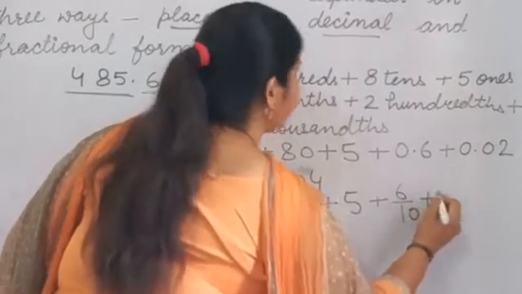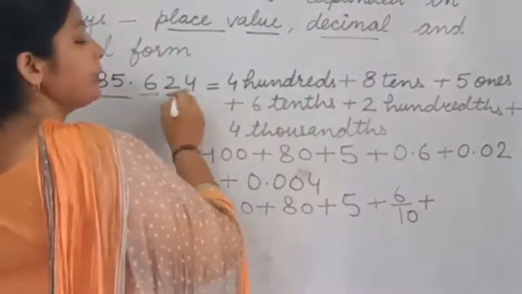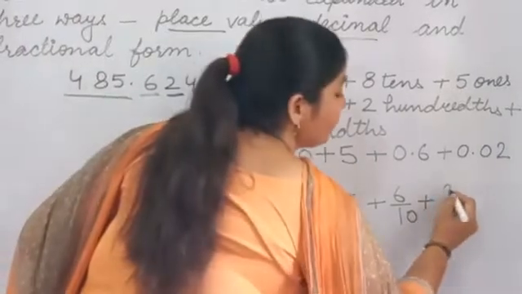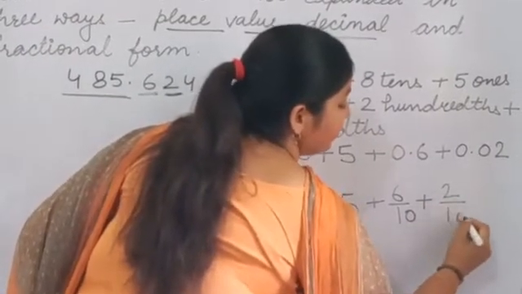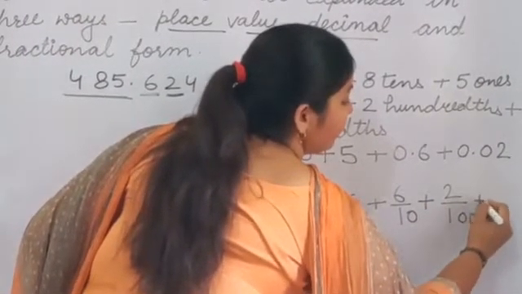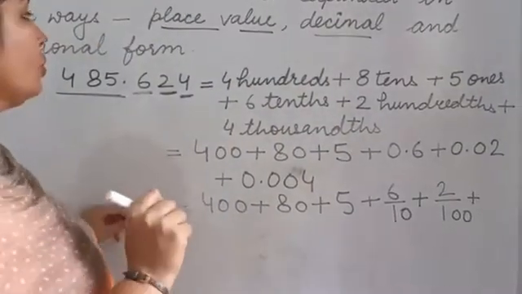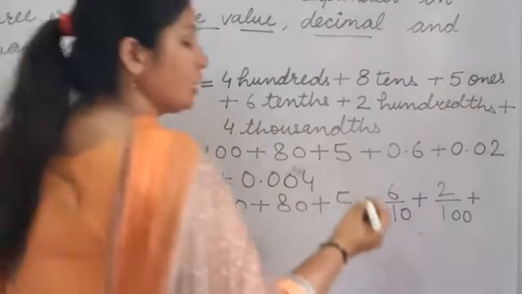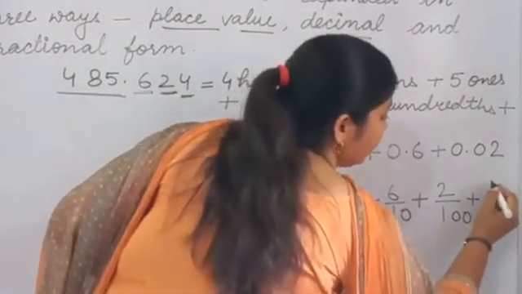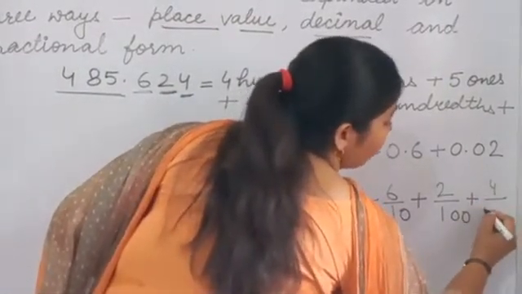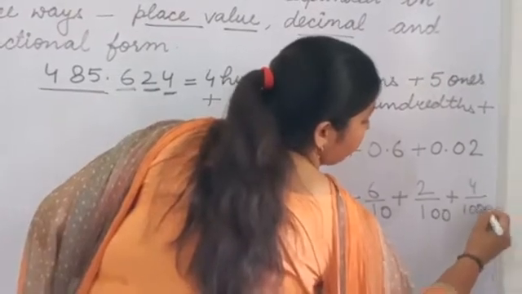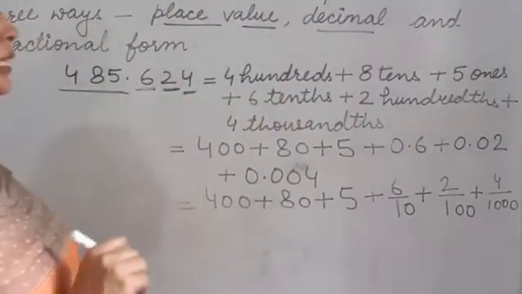Then plus 2 is at 100th place, so it's 2 upon 100. And now plus 4 is at 1000th place, so it will be 4 upon 1000. So plus 4 upon 1000. Okay, so like this you will write.